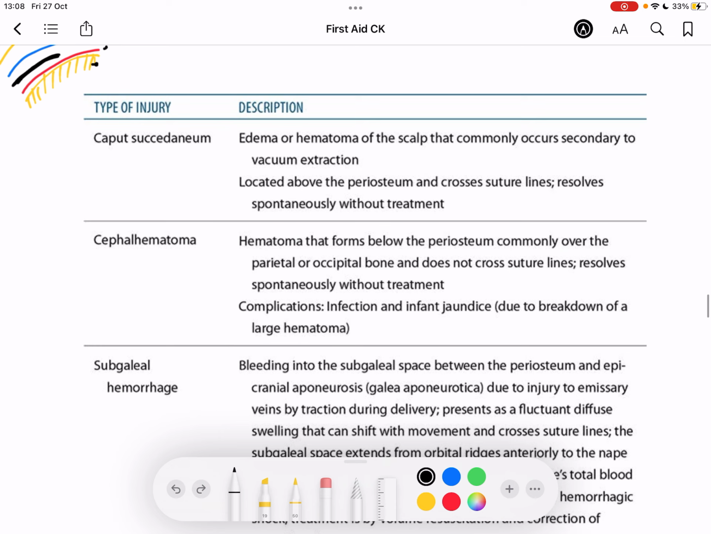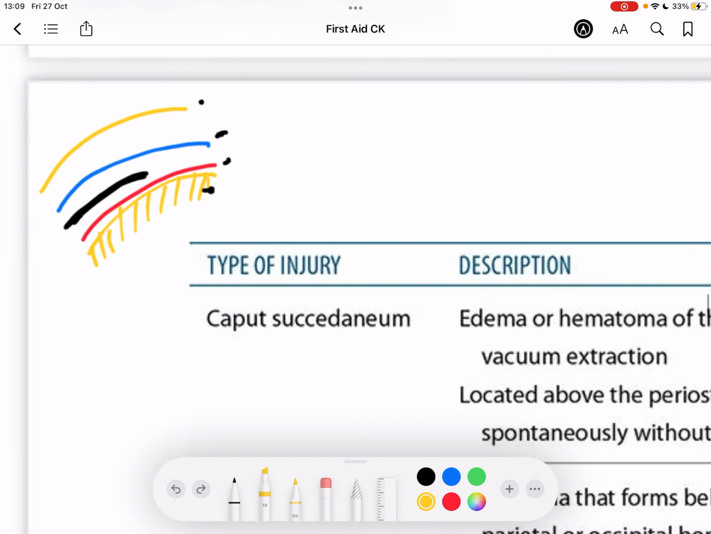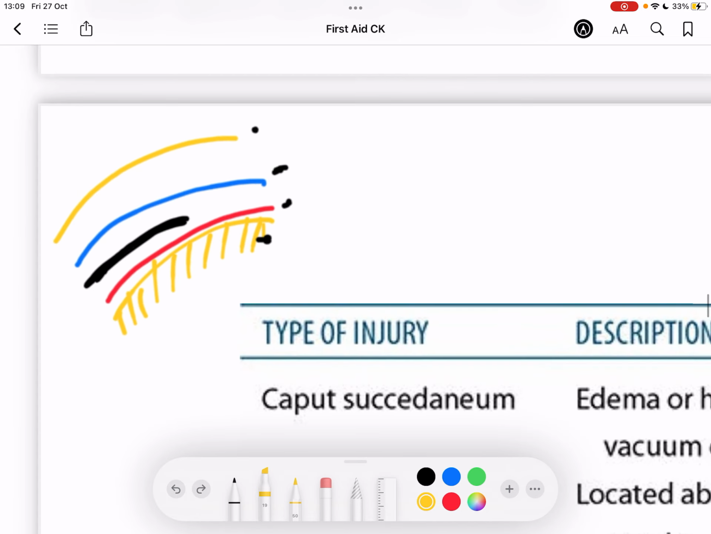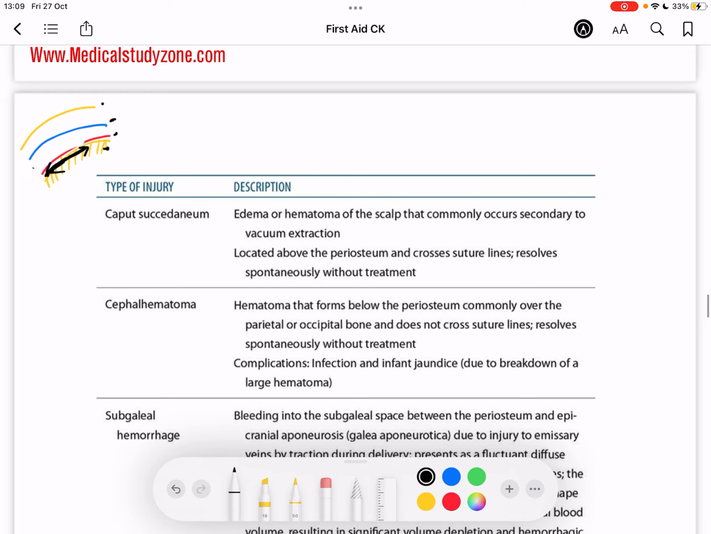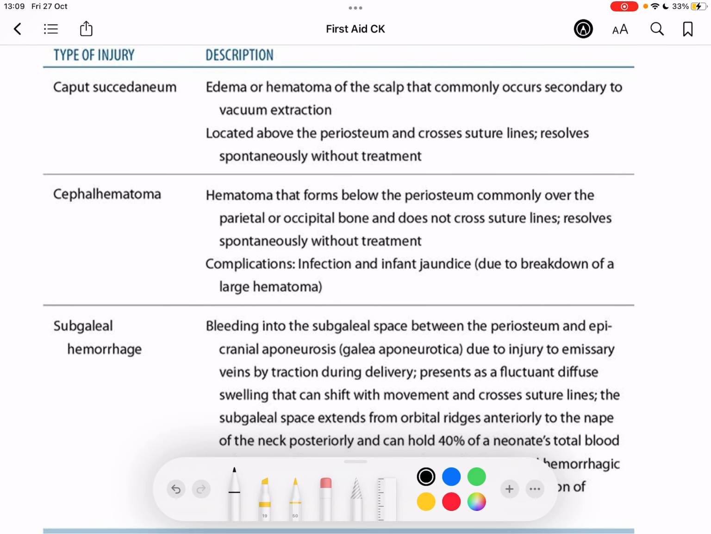The cephalohematoma is essentially due to a hematoma formation below the periosteum and above the bone. So this time, when we talk about cephalohematoma, we're talking about a bleed not in this area, but rather in this area here. And the periosteum and the bone, they're connected to each other. So this bleed cannot cross suture lines, okay? It usually resolves spontaneously. You don't need treatment. It's not a big bleed.